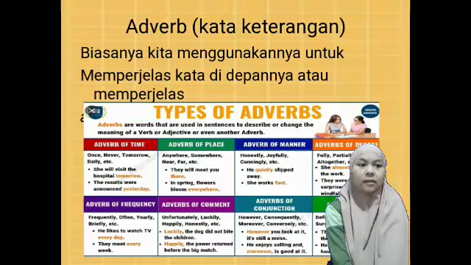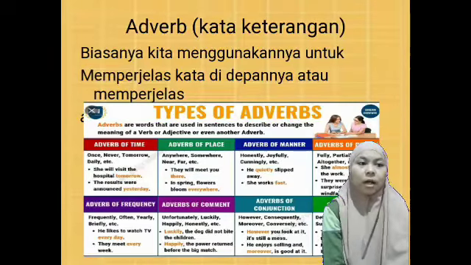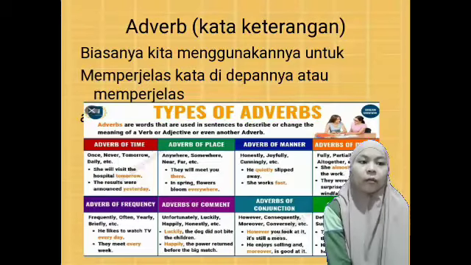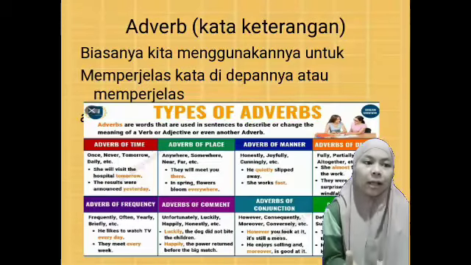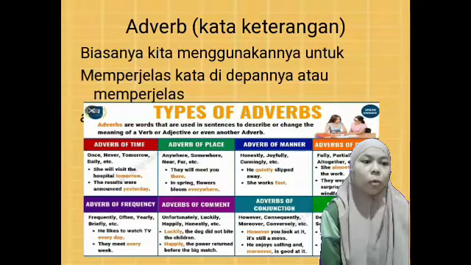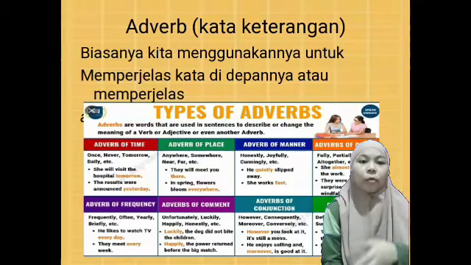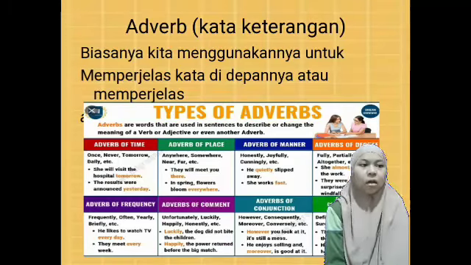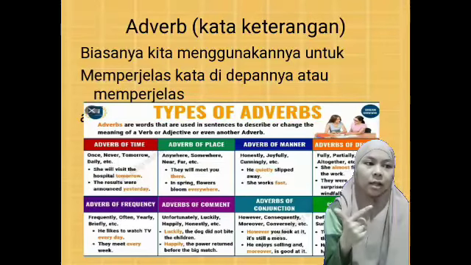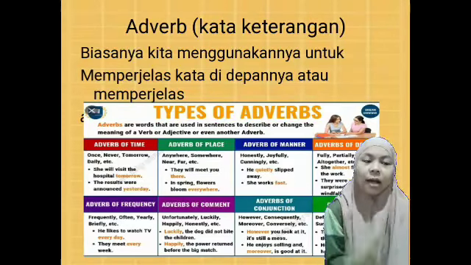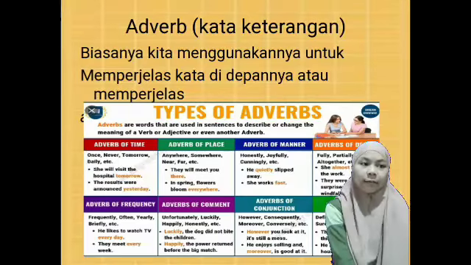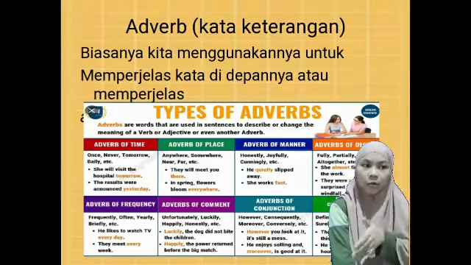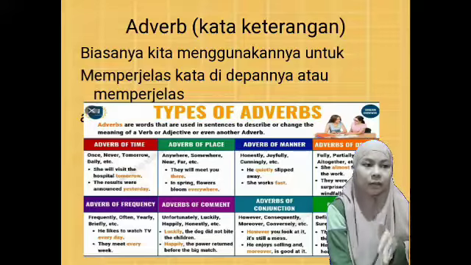And the next is adverb of manner. Honestly, joyfully, etc. For example, he quietly slipped away. So quietly is adverb of manner. And the next is adverb of degree. Fully, partially, altogether, etc. For example, she almost finished the work. So almost is adverb of degree.